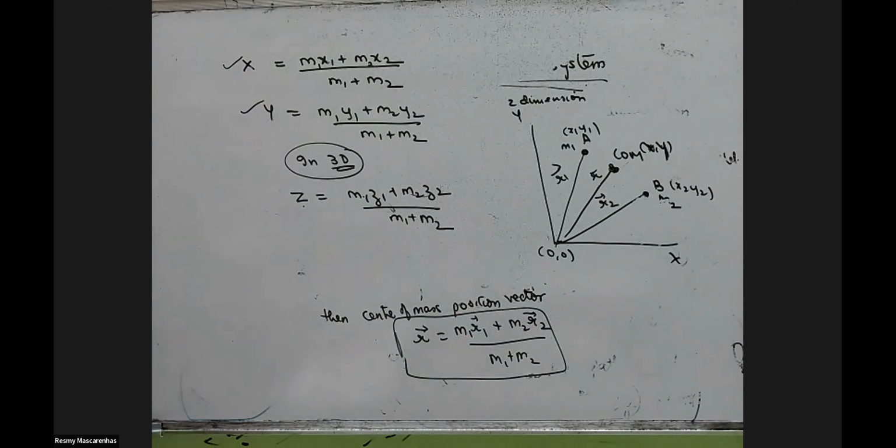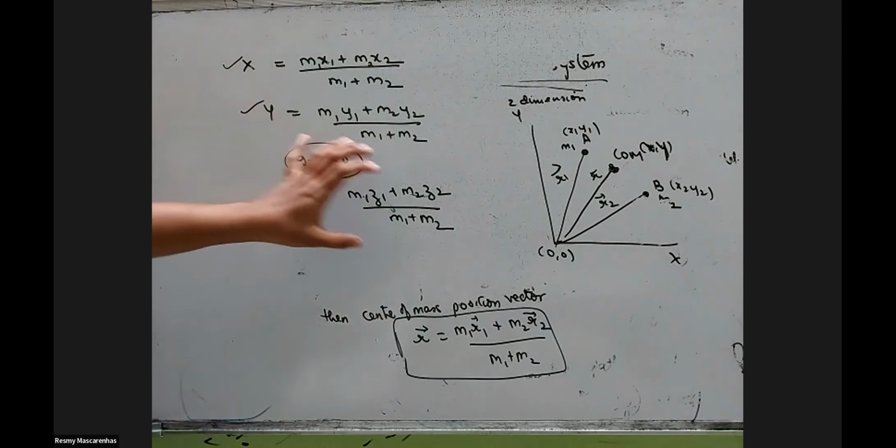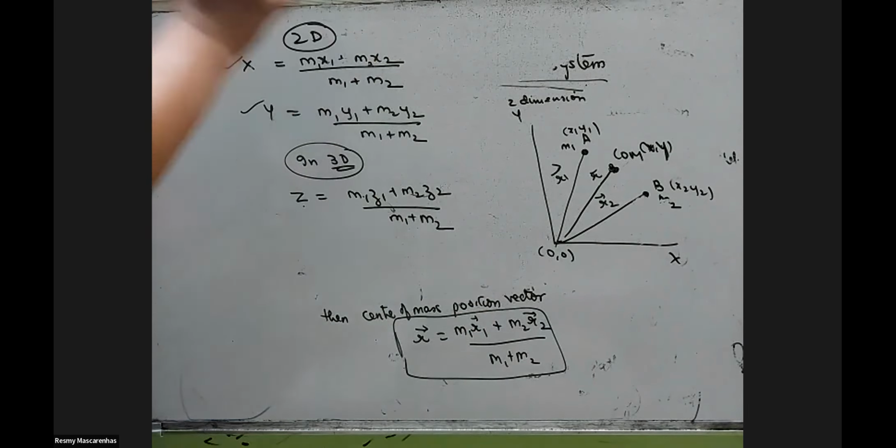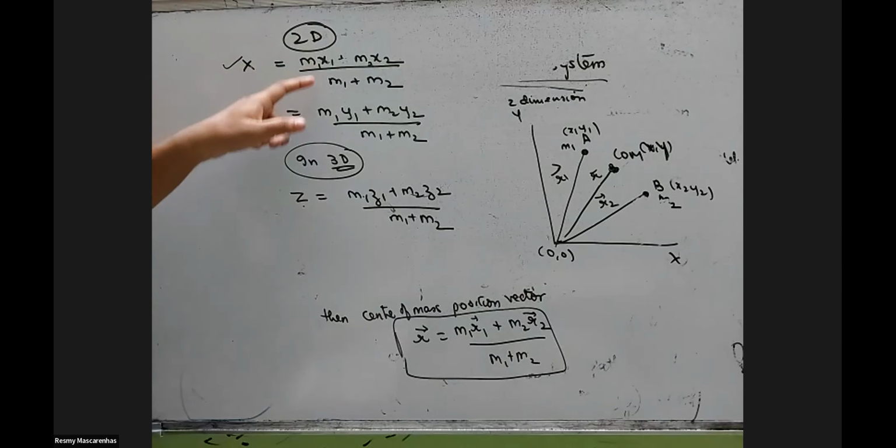This is for 2 dimensions, and this is for 3 dimensions. 2D means only x and y. 3D means x, y, and z.